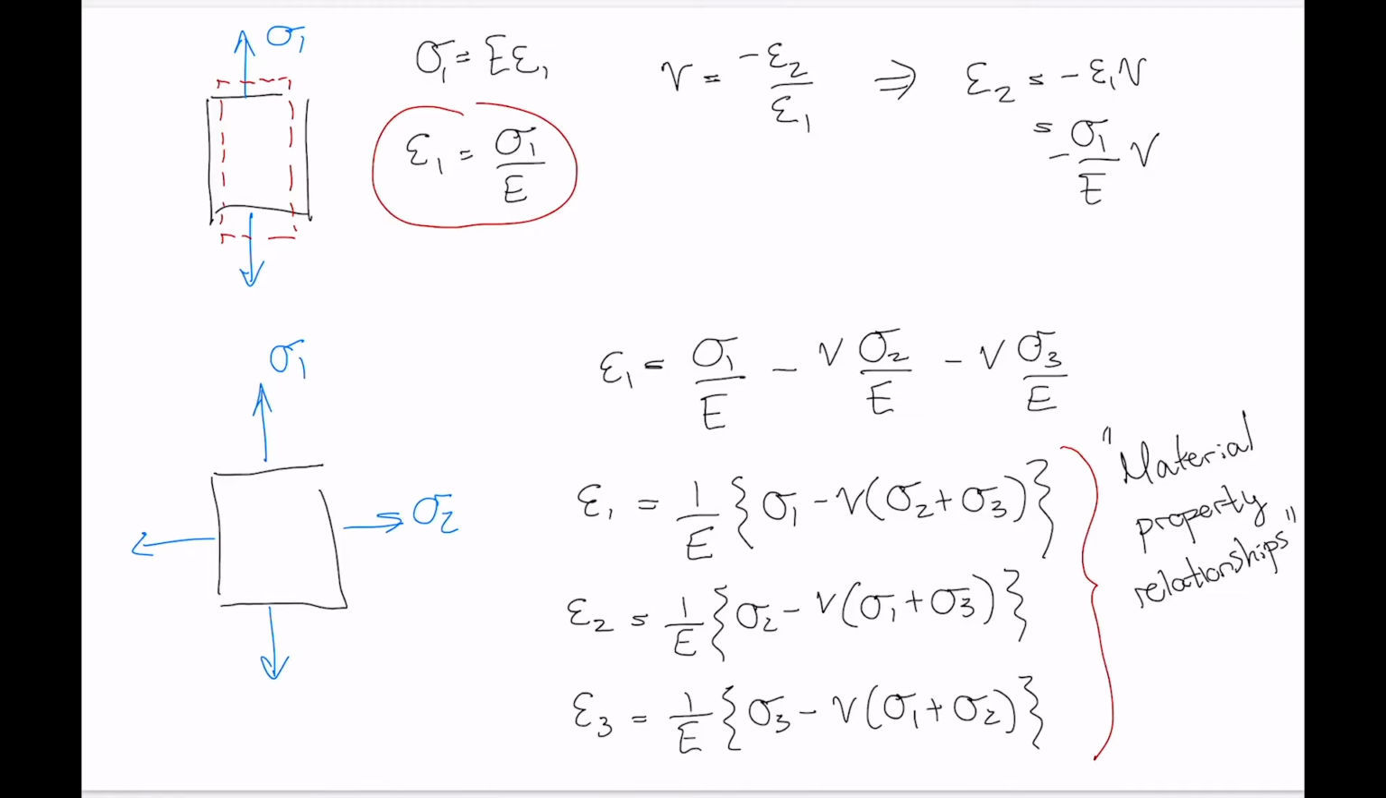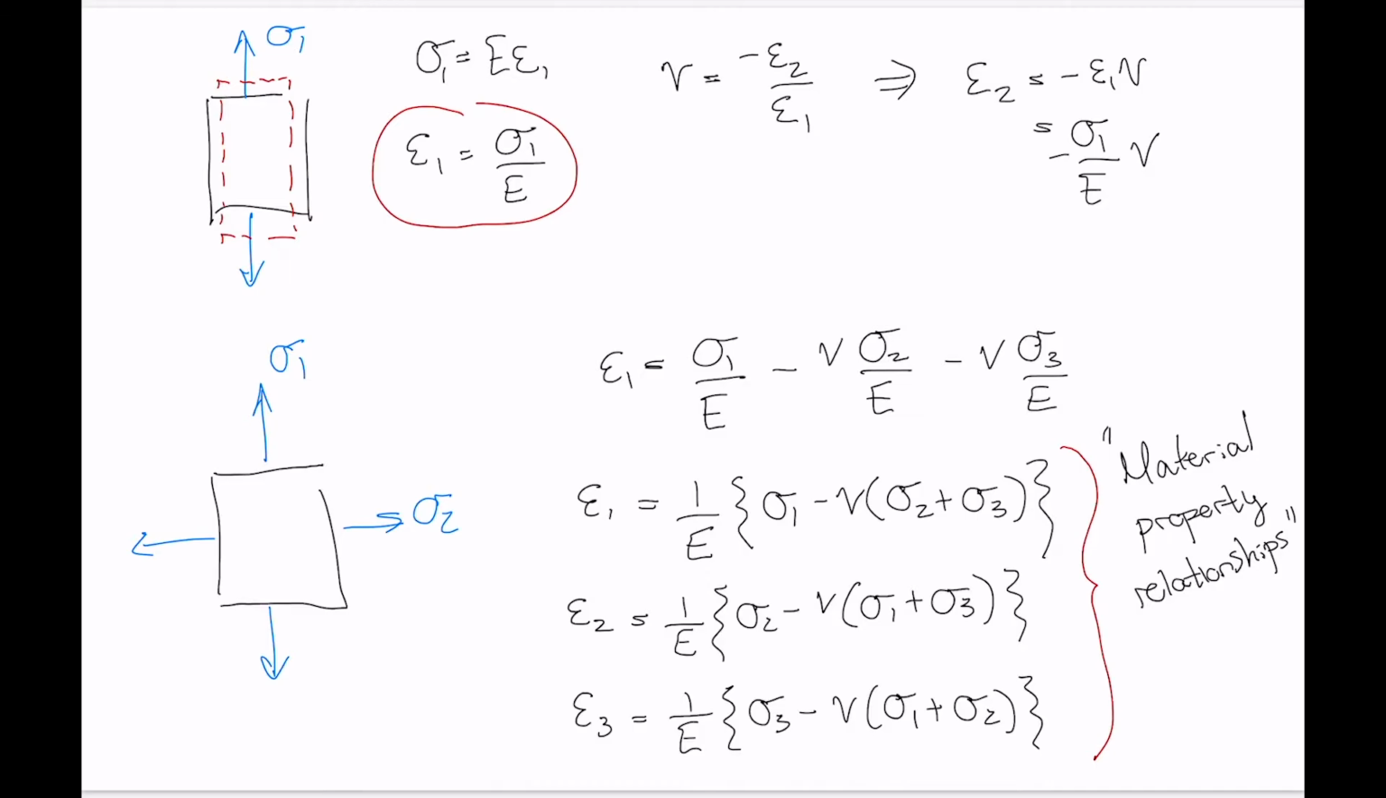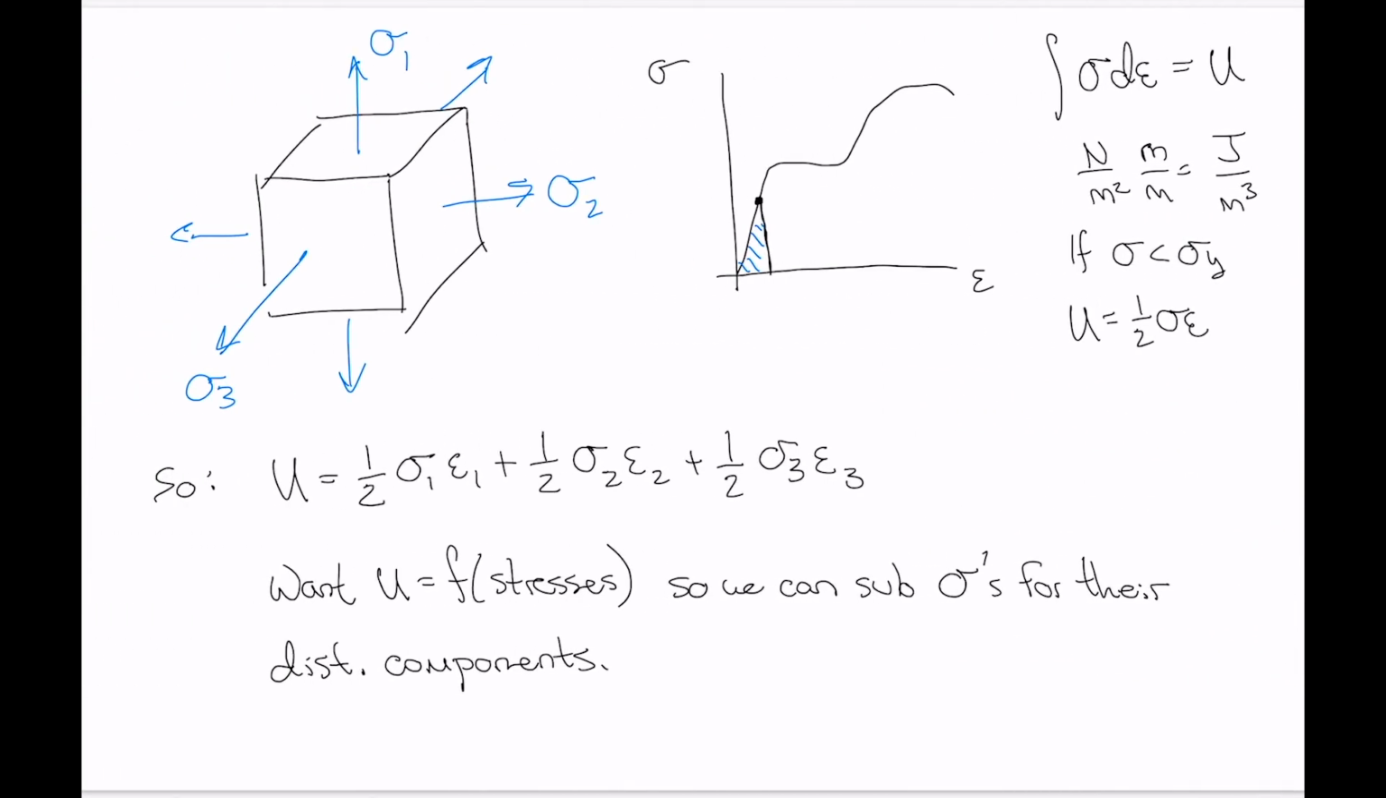Okay, so what we can do is take those material property relationships and use the equation for epsilon 1, for example, to substitute for epsilon 1 in this equation here. So let's do that. We want to take this equation here.